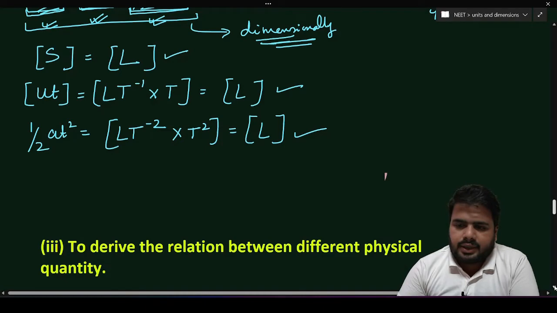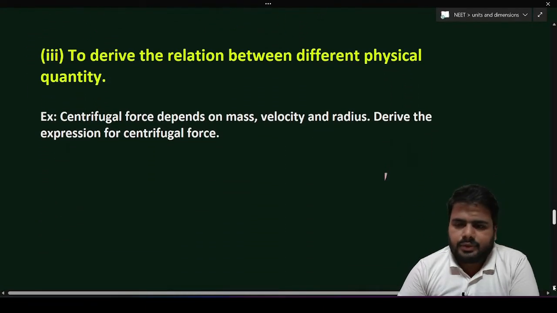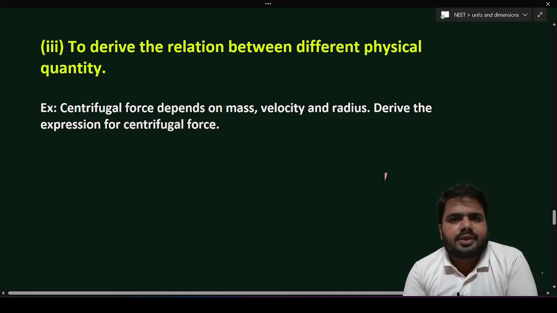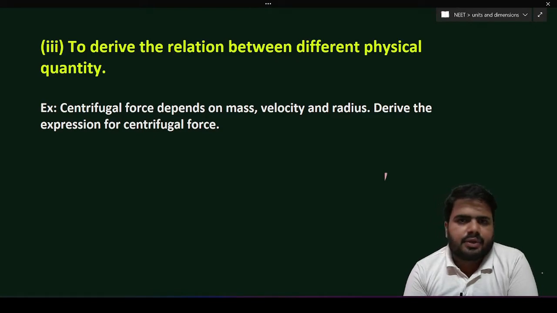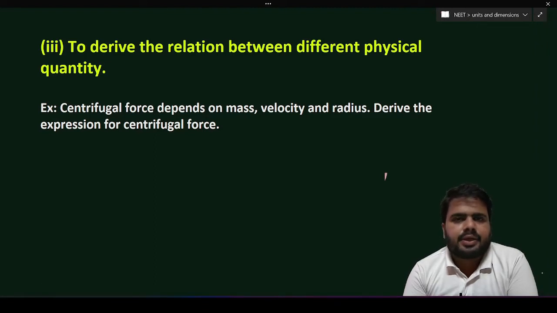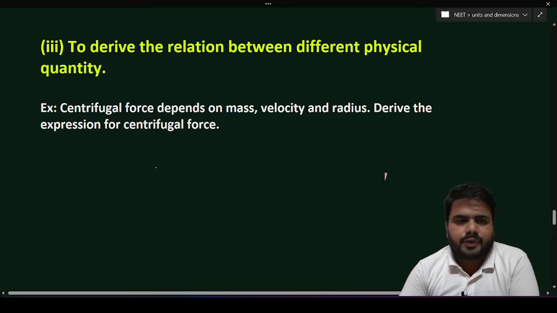Now we'll go for the third application, to derive the relation between different physical quantities. In this lecture I am only discussing one application, one example. Another video will come after this lecture, which will cover more numericals, and will have only numericals based on the applications of dimension. In this video we only try to give you the concepts, what the applications of dimension are. So I am giving only one or two examples. In the next video we will have more examples.